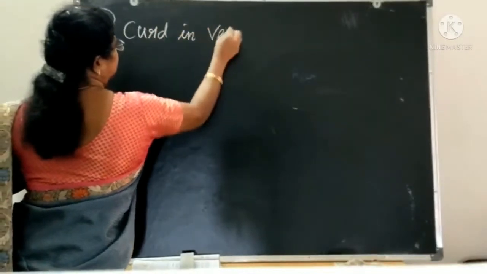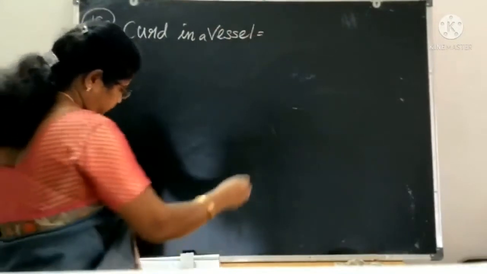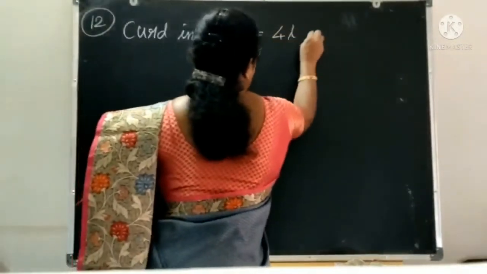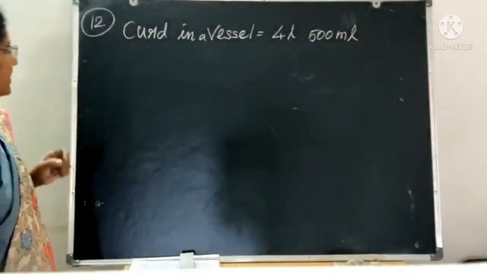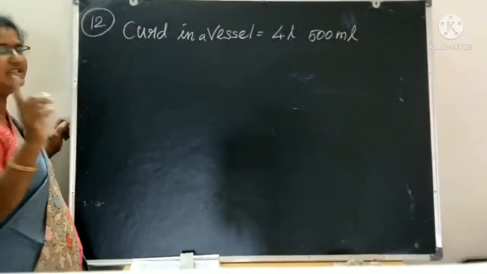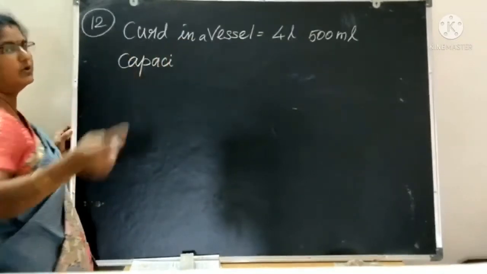Curd in a vessel equal to 4 liters 500 milliliters. Then the capacity of each glass: we have to transfer this curd into glasses.